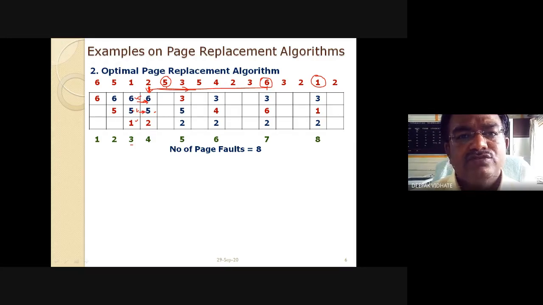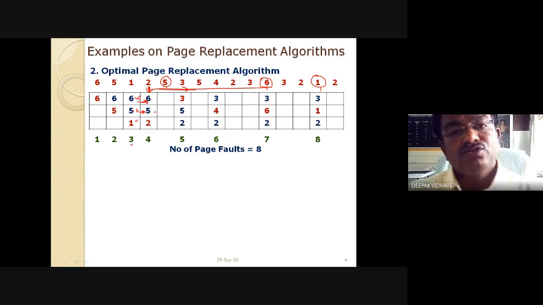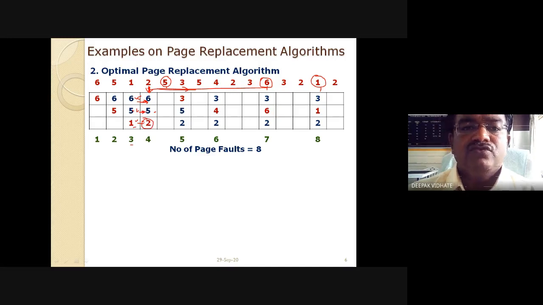But when you see 1, 1 is at a very long distance. It will be used after a longer time in the future, in the right-hand side direction, right? So that's why 1 is replaced. This 2 is placed here instead of 1. That is nothing but your optimal page replacement policy. For 5, there is no question of a page fault, right?